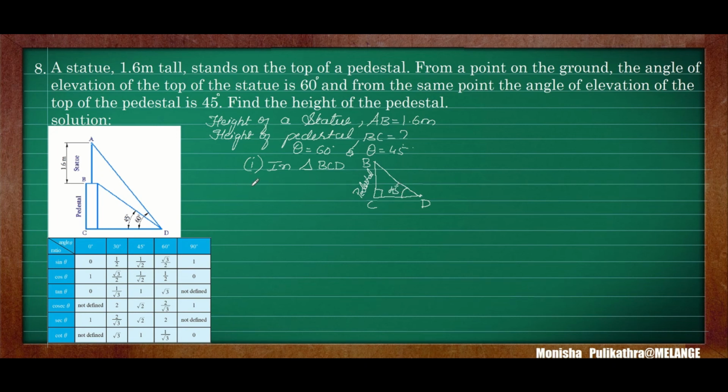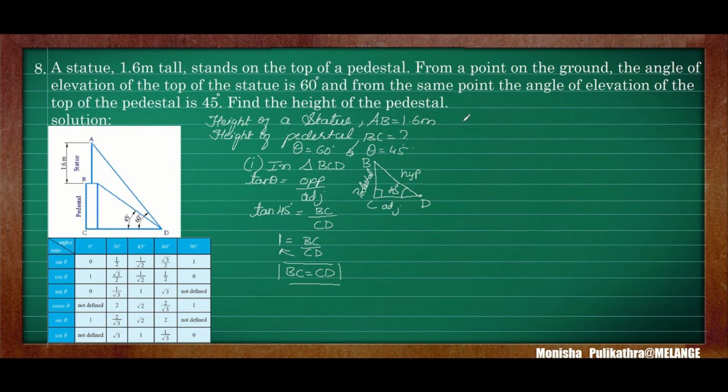Here I'll take tan theta equals opposite by adjacent. The pedestal is the opposite side, and this is the hypotenuse and this is the adjacent. So tan 45, the theta is given as 45 degrees. The opposite side is BC, the pedestal, and the adjacent side is CD. From the chart, tan 45 is equal to 1. So BC by CD equals 1, and by cross multiplication BC is equal to CD.